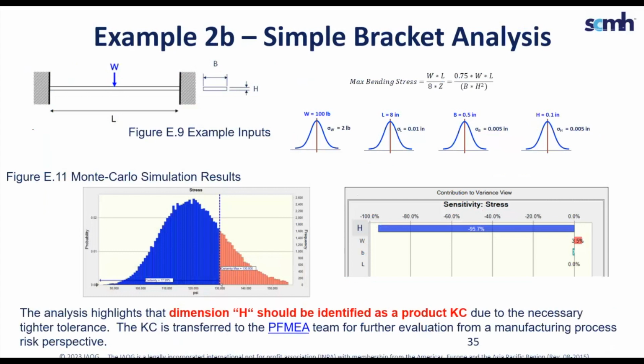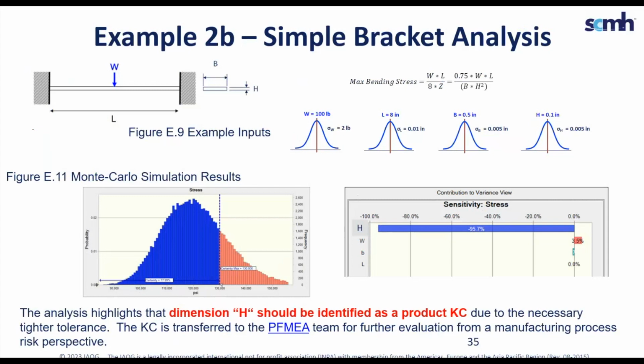In our example 2, we introduce 4 distributions of our parameters that vary. This means that instead of using the extreme values, we determine a standard deviation for each parameter and assess a normal distribution. By this, we can run a Monte Carlo simulation on the max bending stress formula. The resulting distribution you can see in the figure E11 to the left.